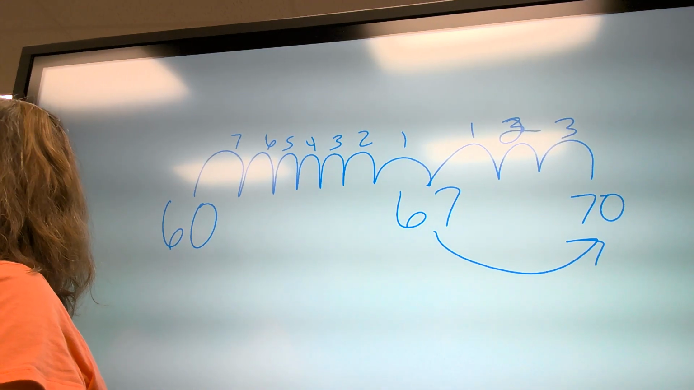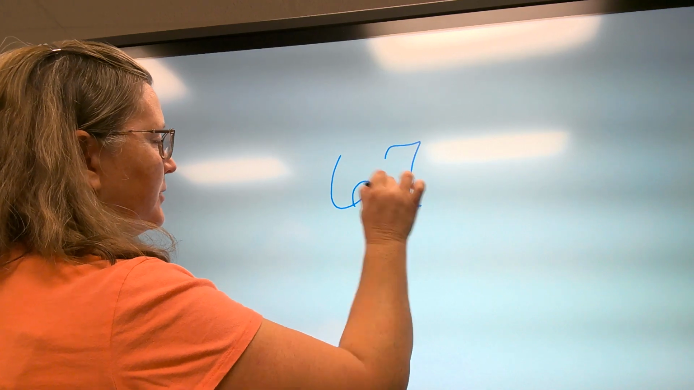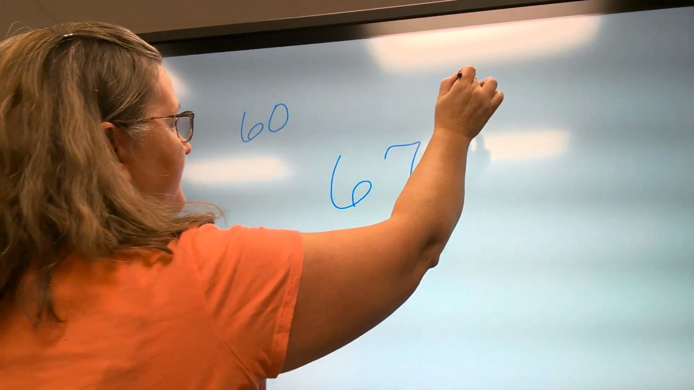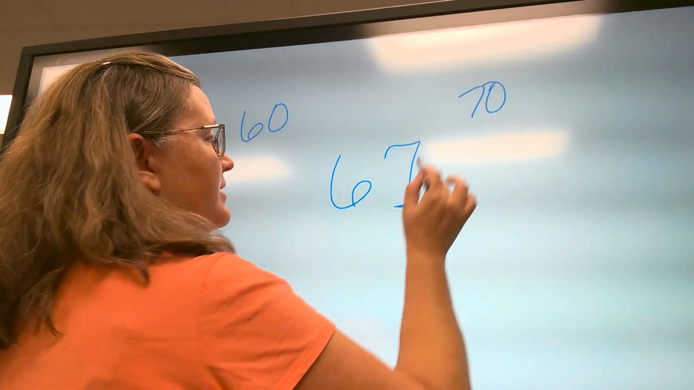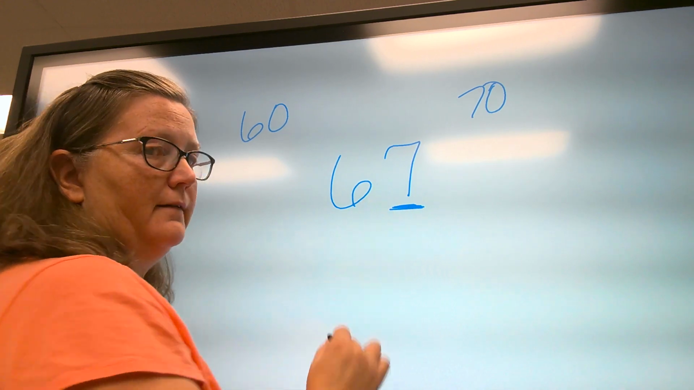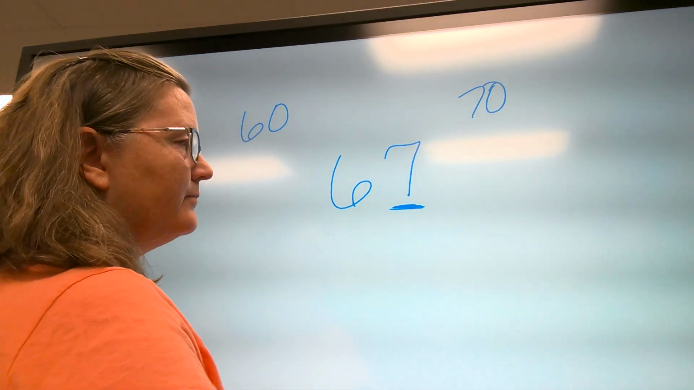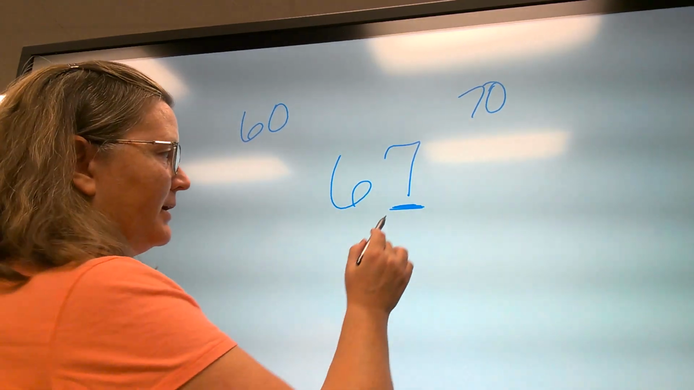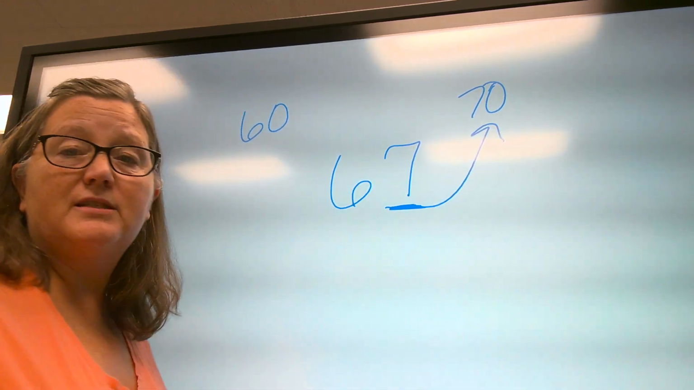In our class, we have learned what? What do I look at when I'm looking? 7? Yep, I look at the ones column when I'm trying to decide if I'm going to go to 60 or 70. It would go to 70 because what do we say? 5 or above, give it a shove. 4 or below, let it go. Yep. So 5 or above. 7 is above that, so we could give it a shove up to 70.